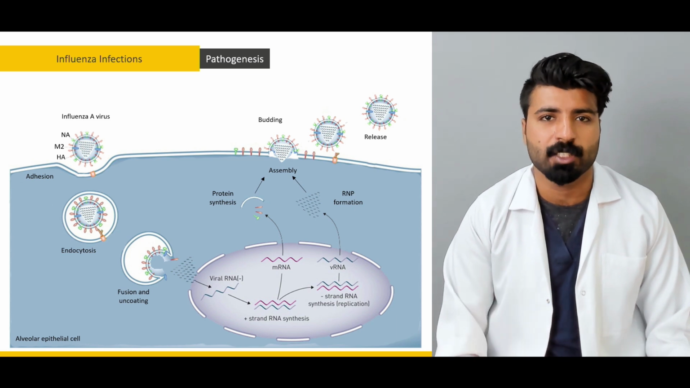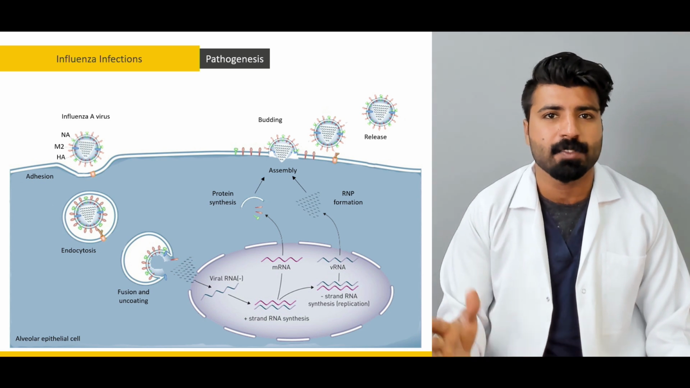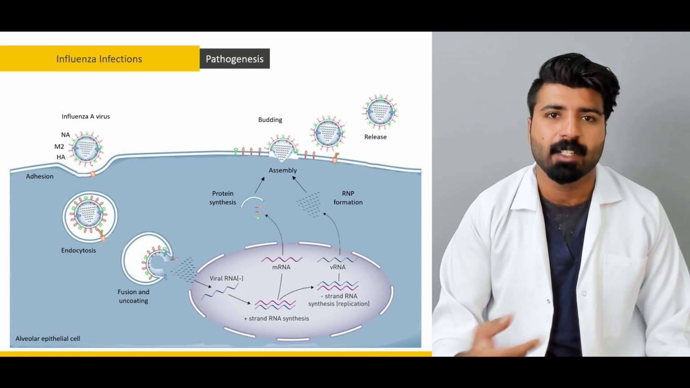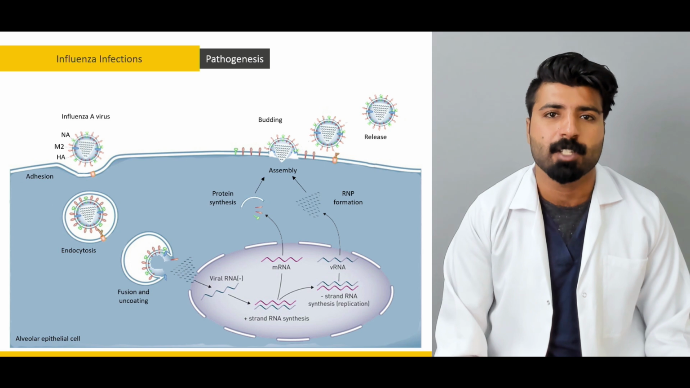That's the whole pathogenesis of the influenza virus. That's how it gets inside your cell, replicates, and leaves the cell, destroying the cell in the process. It will happen again and again and again until the symptoms come in, until there's a lot of damage happening.